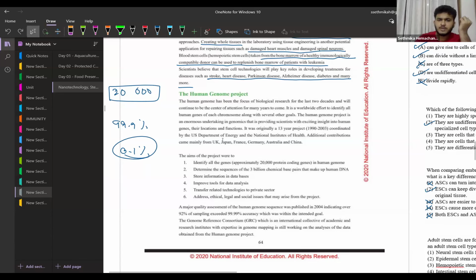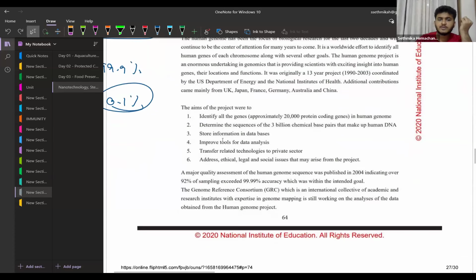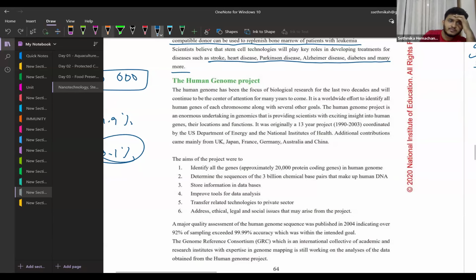The human genome has been the focus of biological research for the last 2 decades and will continue to be the center of attention for many years to come. It is a worldwide effort to identify all the human genes of each chromosome, along with several other goals. The Human Genome Project is an enormous undertaking in genomics that is providing scientists with exciting insight into human genes, their locations and functions. So basically, in the Human Genome Project, other than decoding the nucleotide sequences, their locations and functions are also identified.